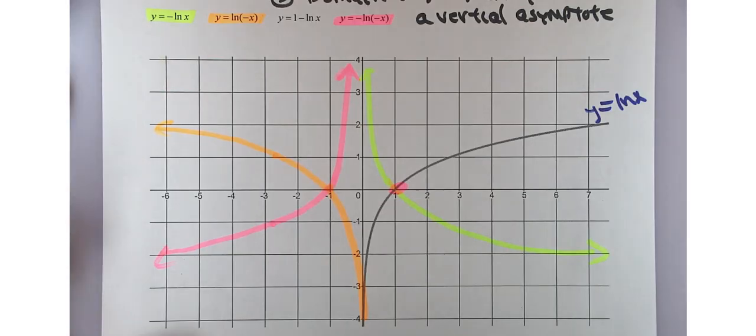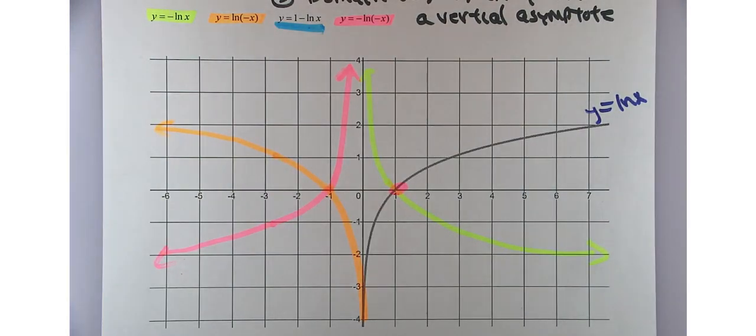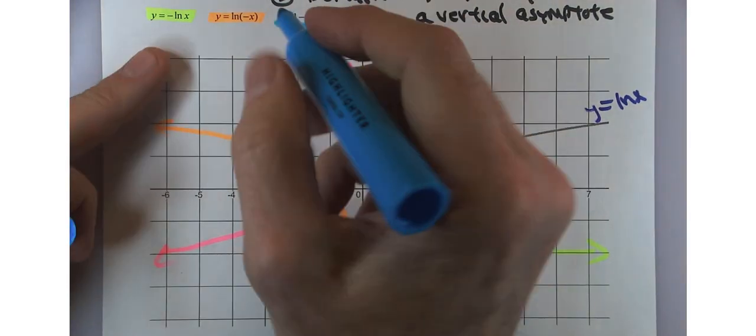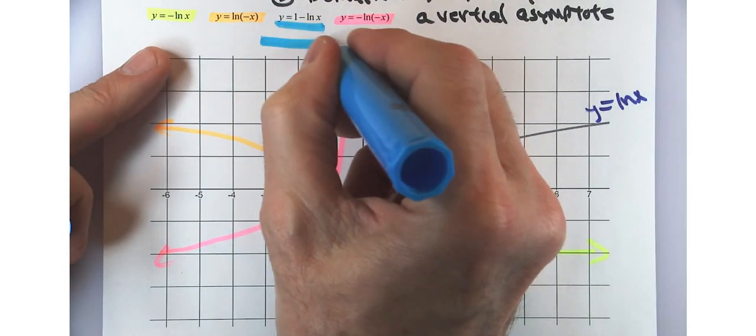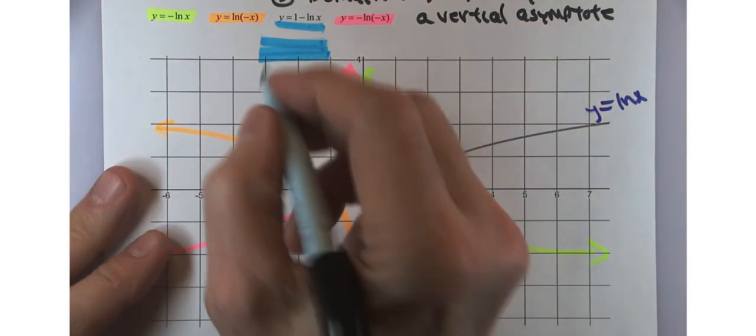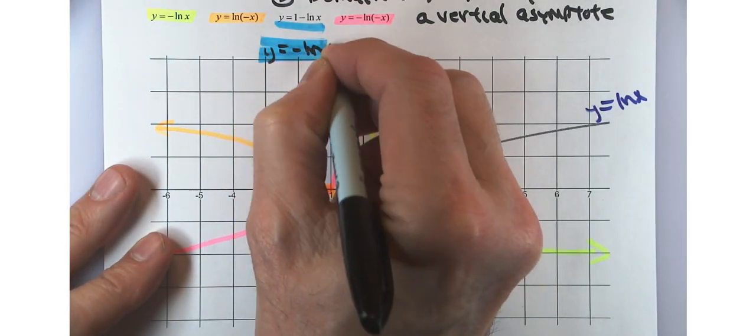Looking good. Now we've got this one last one to take care of. Personally, I guess I would rewrite this one. I would rewrite it like, let's see, let's write it like this. Y equals negative ln of x plus 1.